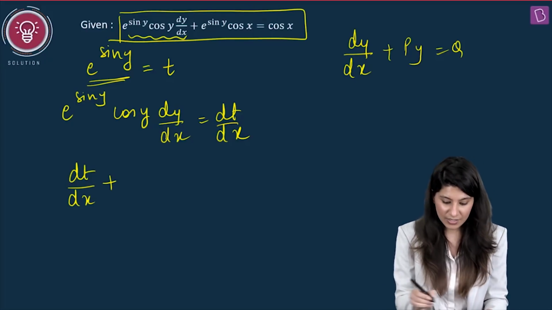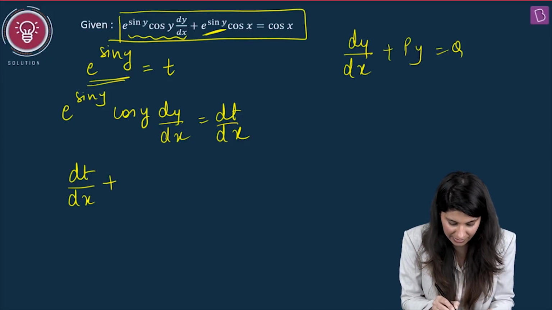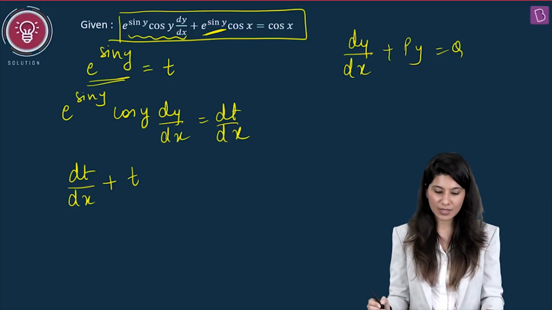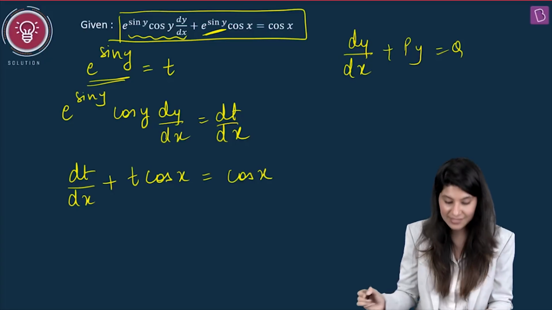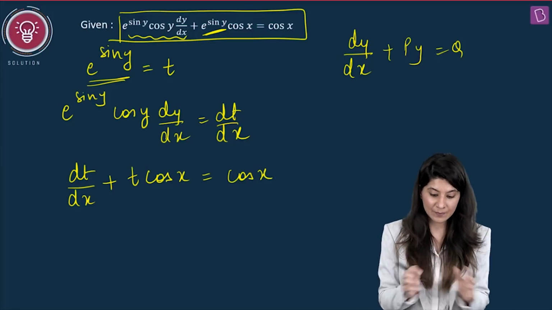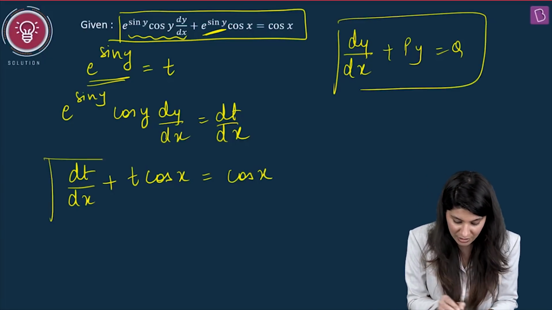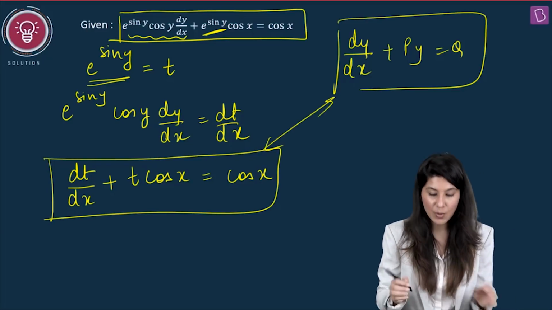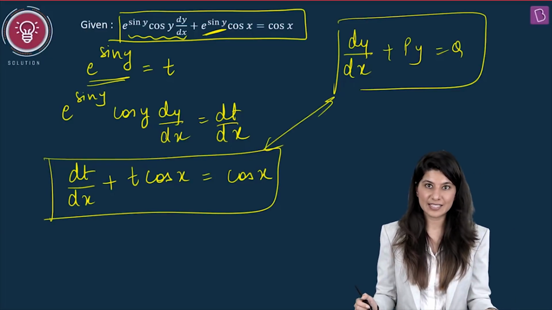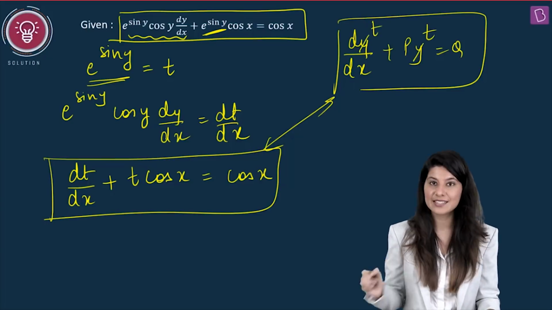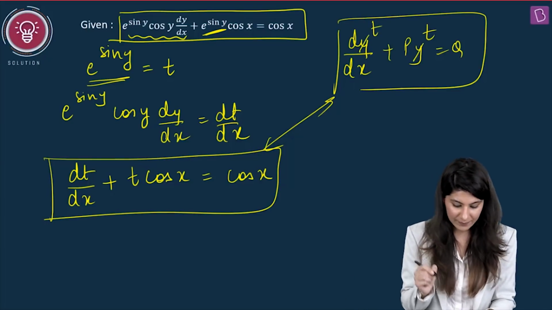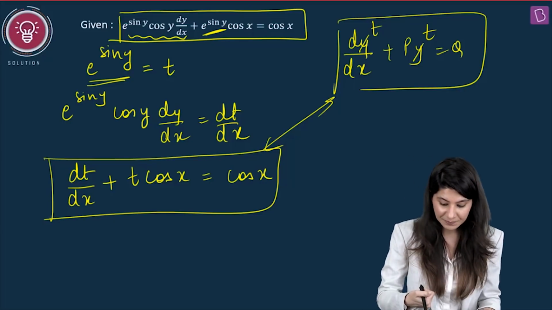Plus, now this is what? E raised to power sin y. So I'll be writing t in this place. We have cos x, that equals cos x. Alright, now can you see these two are of similar form, just that t and y are replaced. Right? In this, if I replace y by t, I'll get exactly this. Okay.